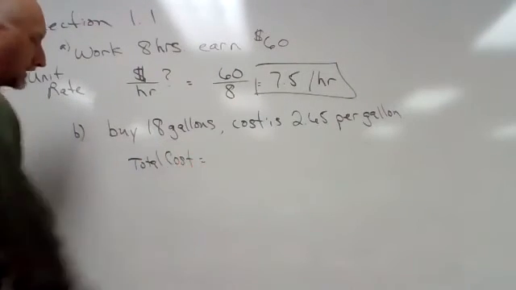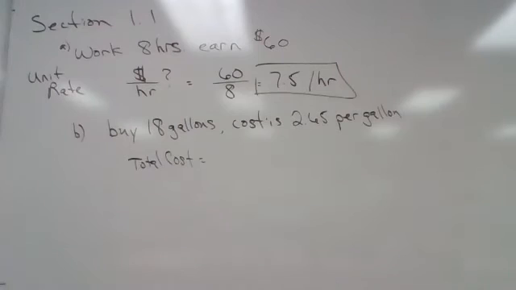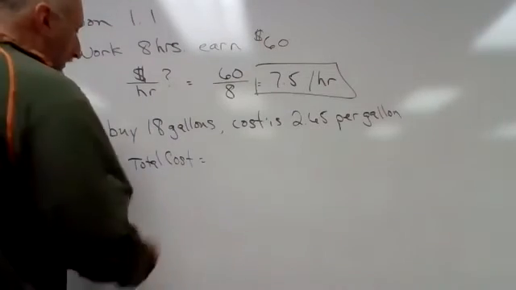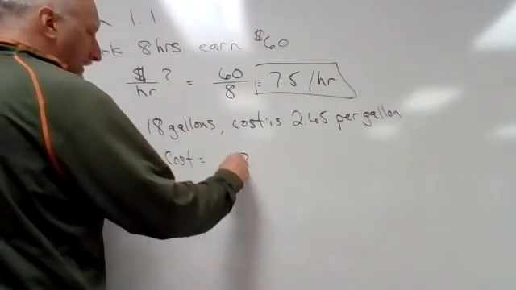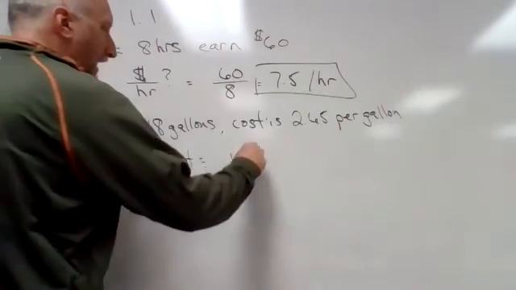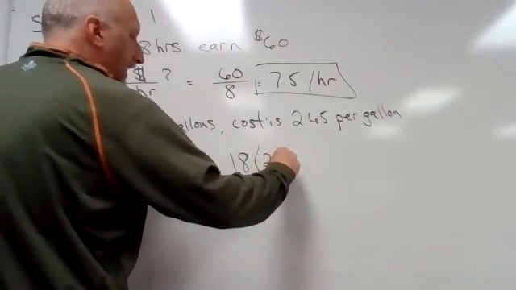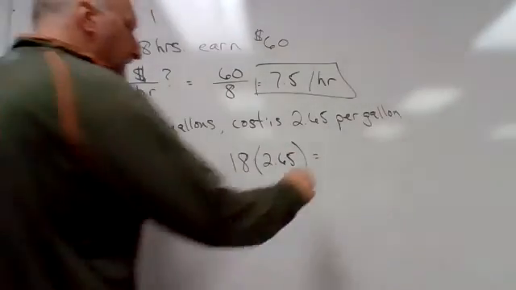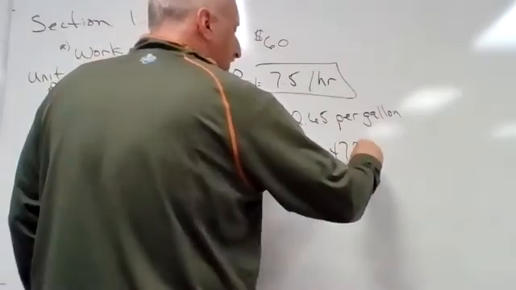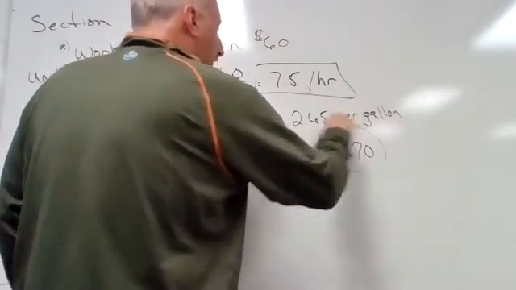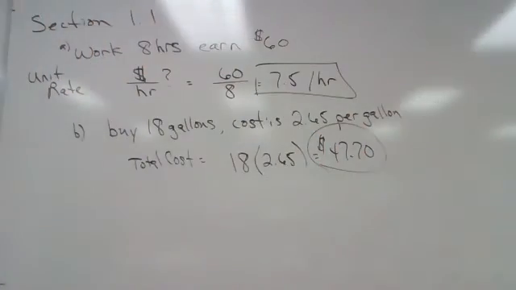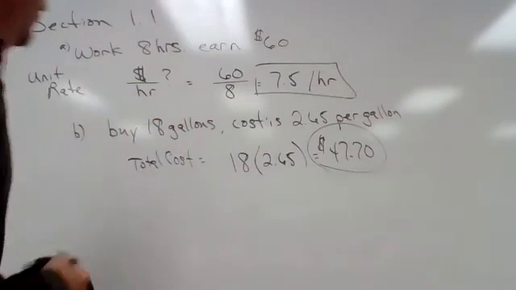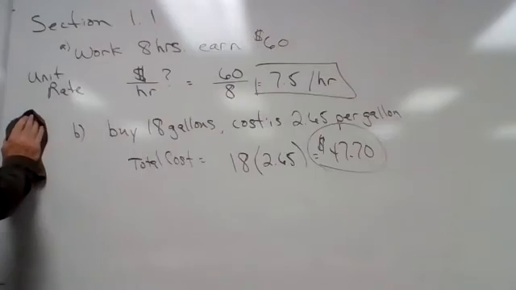In this particular case, I think we've all been to the store or the gas station and bought gas before. It's simply going to be 18 gallons of gas at $2.65 per gallon. You're going to multiply that out, and you're going to get $47.70 for a grand total. So those are some simple unit conversions. They get more fun.